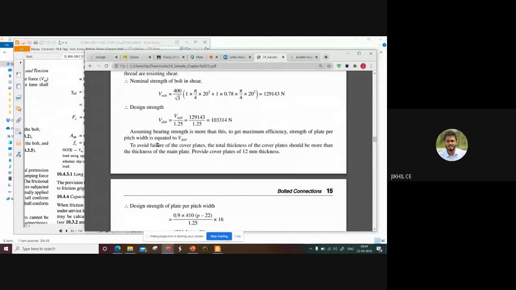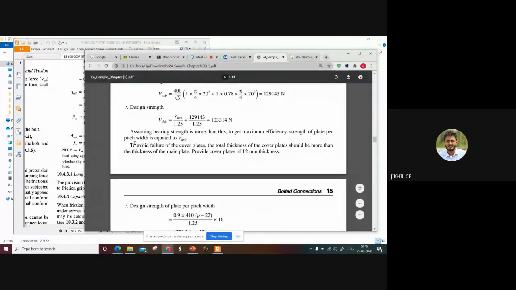So here assuming the bearing strength is more, because in most cases when you calculate, you will find the bearing strength always greater than the shear strength. That's why in this problem they just avoided the calculations. So assuming the bearing strength is more than this, to get the maximum efficiency, the strength of plate per pitch width is equated to Vdsb. So we are taking the value as Vdsb.